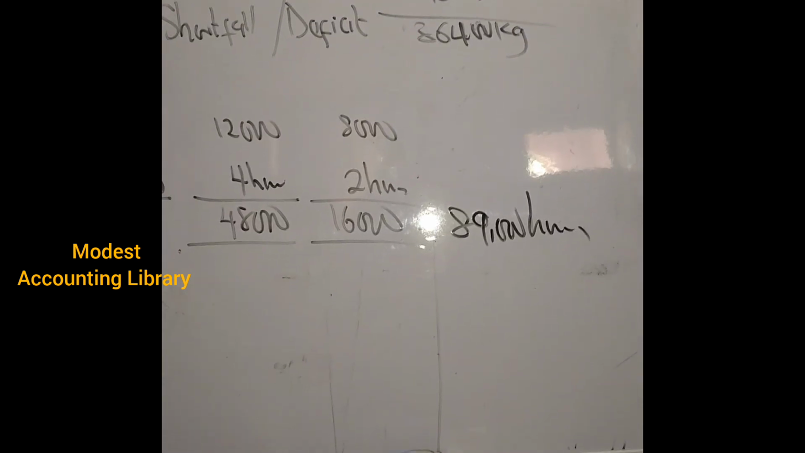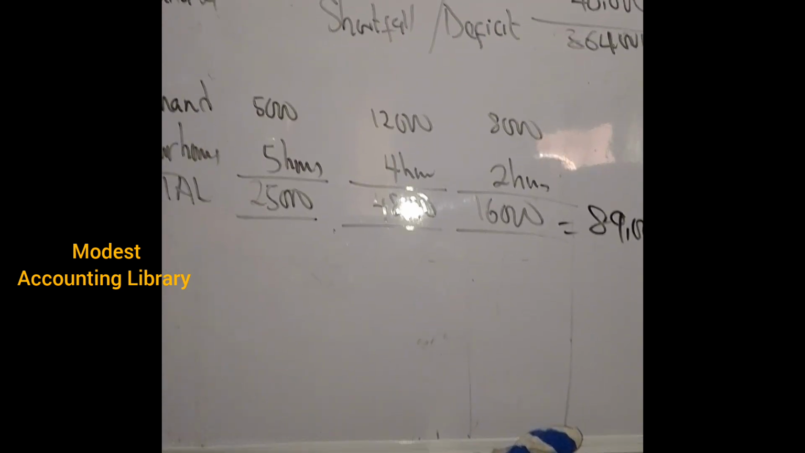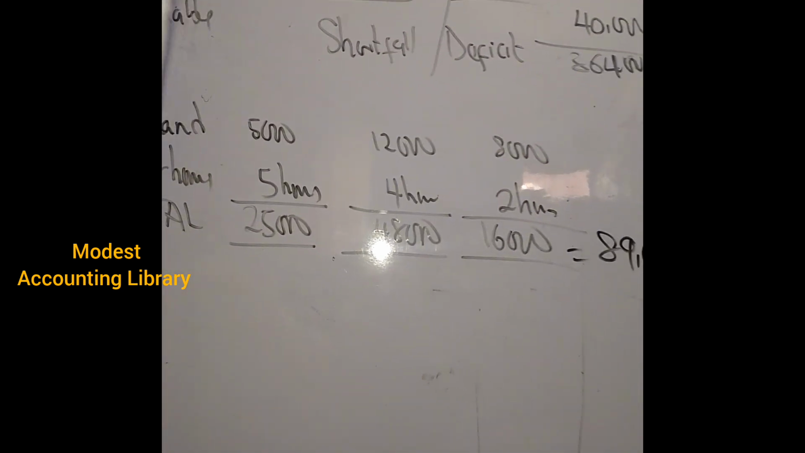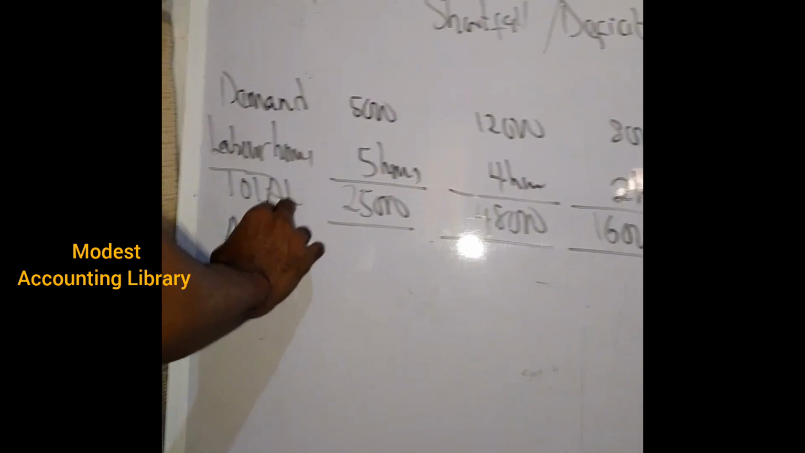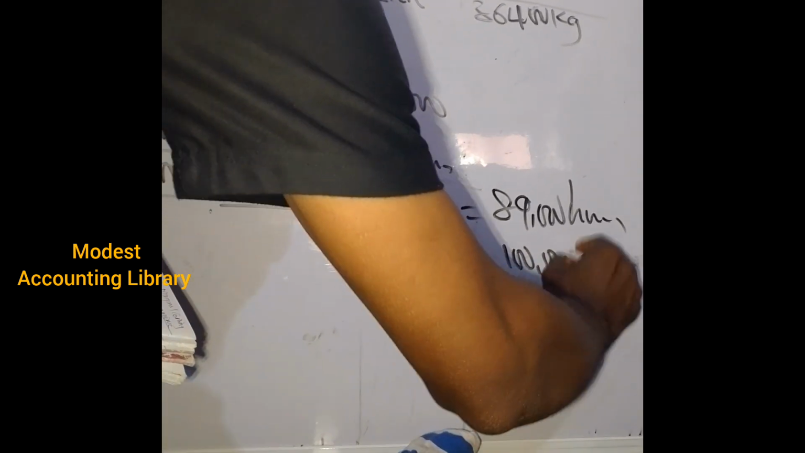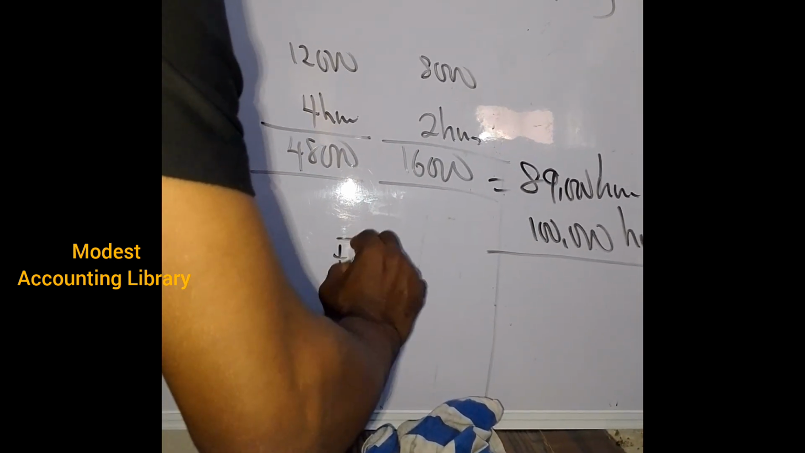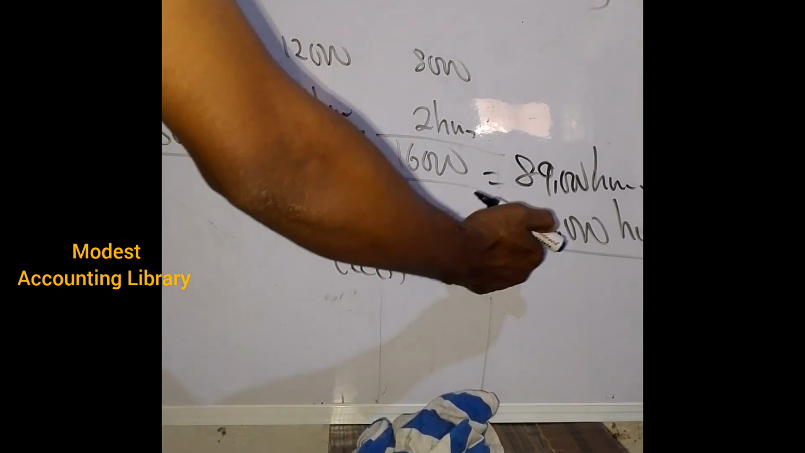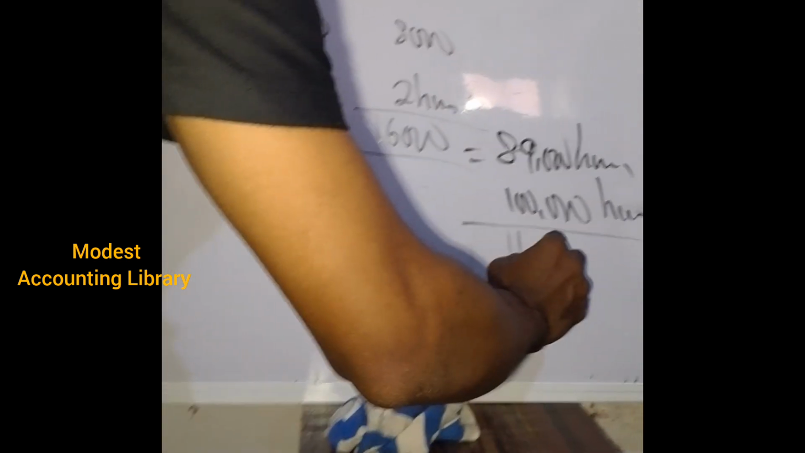But now, what is the available labor hours that we are given in the question? If you go back to the question, we were told that the total available for labor is 100,000 labor hours. So I'm going to write here available 100,000 labor hours. Alright, so it means there is an excess of what is available to what is demanded. And what is the excess? 11,000 labor hours.